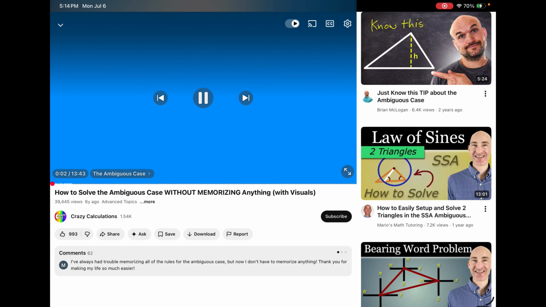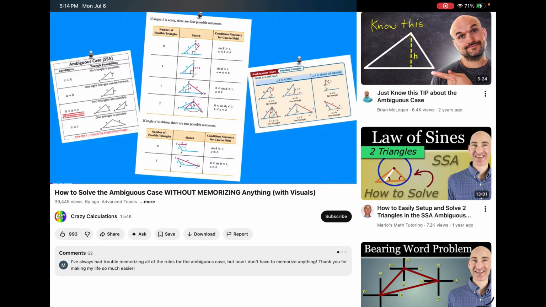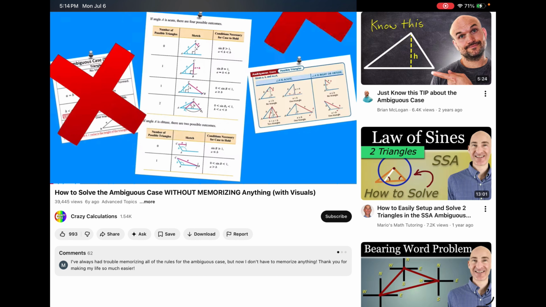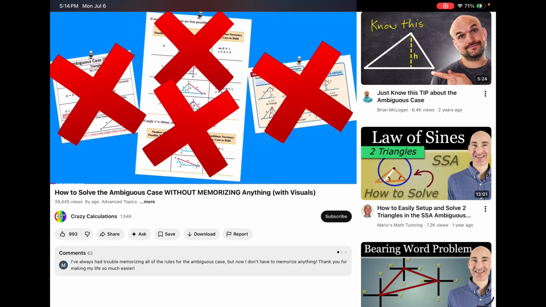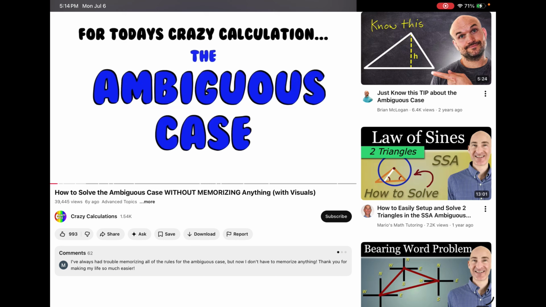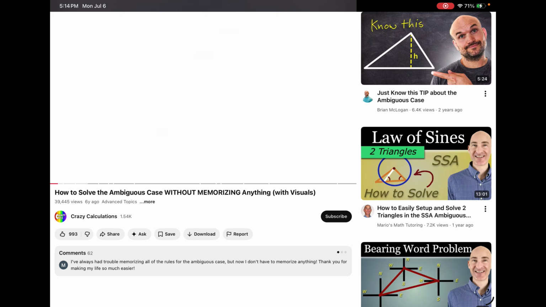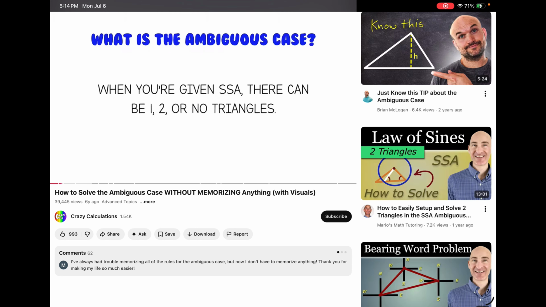Teachers teach the ambiguous case in a way that looks like this, or something like this. But here's what I have to say. No, no, and definitely no. I mean, this process right here takes 2 x's to cover up. That's a pretty bad sign. So, for today's crazy calculation, we're going to learn about the ambiguous case, but the easy way. So, what is the ambiguous case? Well, the ambiguous case is when you're given SSA, or side-side-angle in a triangle. And when you're given SSA, there can be 1, 2, or no triangles.